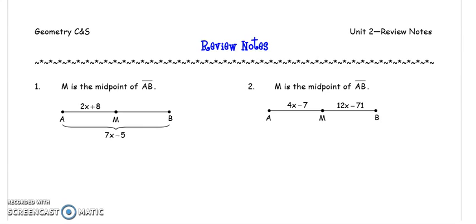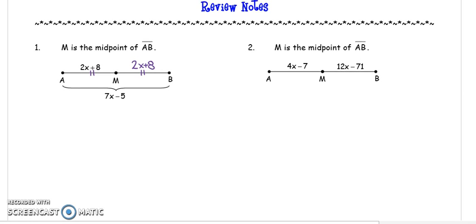Today we're going to do some review for our test. A couple of the problems that we're going to take a look at here, the first one being a midpoint problem. If I tell you that M is the midpoint of AB, keep in mind the first thing that we want to do is mark those two pieces congruent. And if we're marking them congruent, what we see above one of the smaller pieces, we can put above the other small piece. So I've got here 2x plus 8 and 2x plus 8.